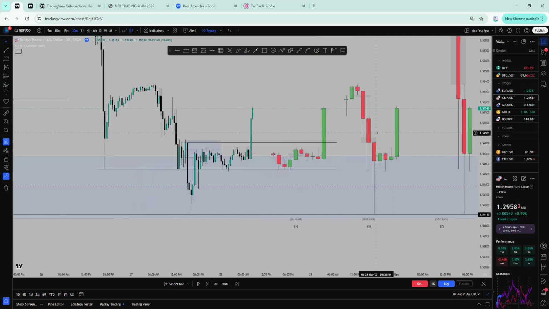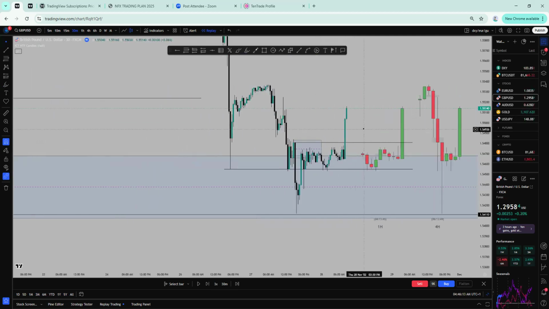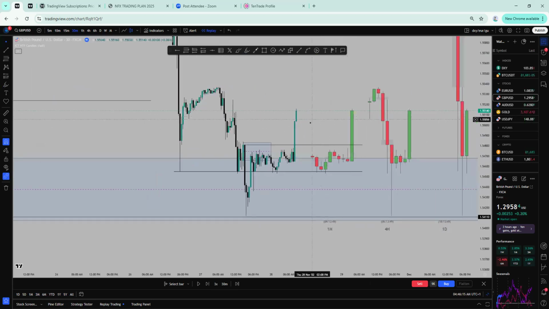Okay, nice. Good. Nice expansion above that high. We've closed above the high. We haven't had any retest, so we can put our entry around that area, this other block. We can now remove this zone.